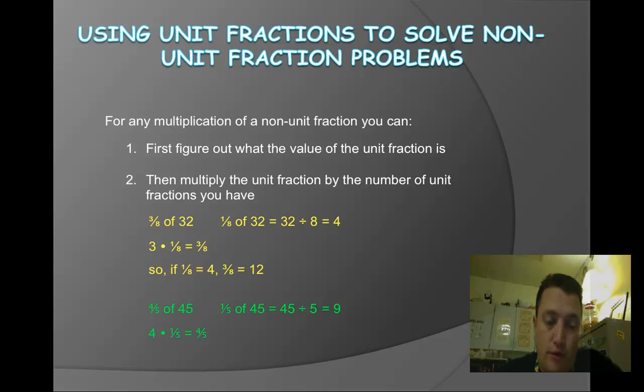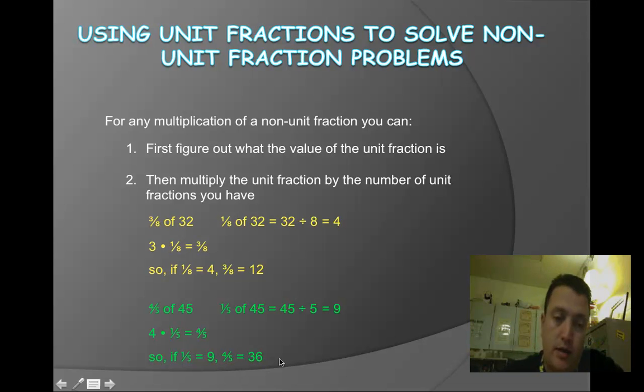So 4 times 1/5 equals 4/5. So I know, therefore, I can take 4 times 9, okay, so 1/5 equals 9. 4 times 9 is 36. That's where that 4 up here comes from, 4/5, okay.